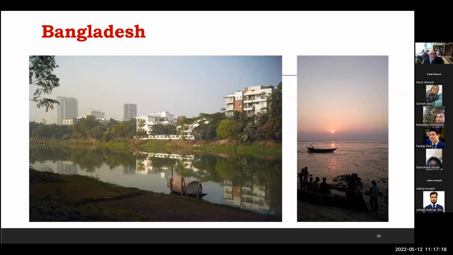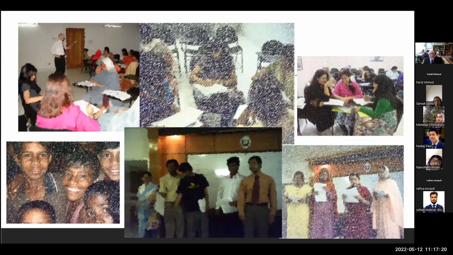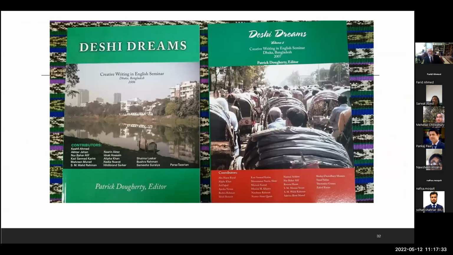And there are some pictures here you can see. So these started way back when, 2006, 2007, 2008. And the university I was working with gave me an office, gave me classrooms, and helped me get the young scholars. We also created books. They named it the Young Scholars, and the courses were named Deshi Dreams. So we had a couple of volumes, I think 3 volumes total. These are the first 2.